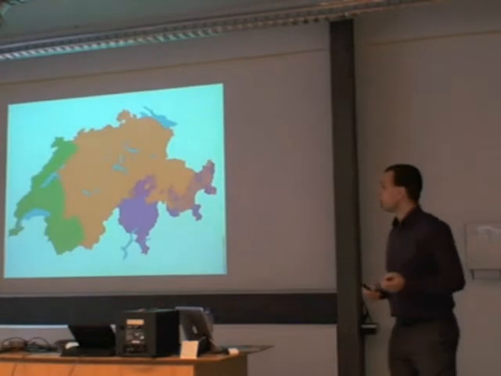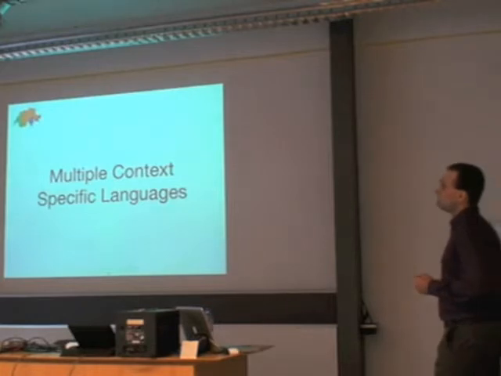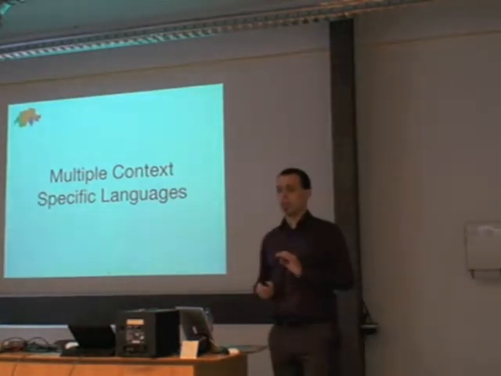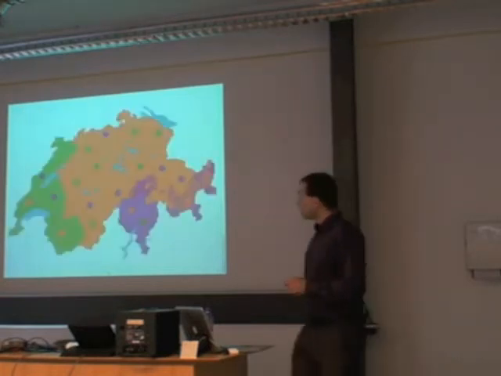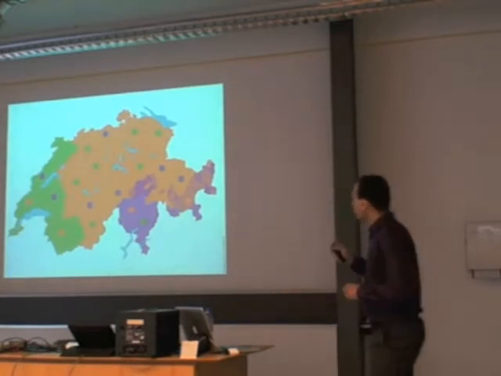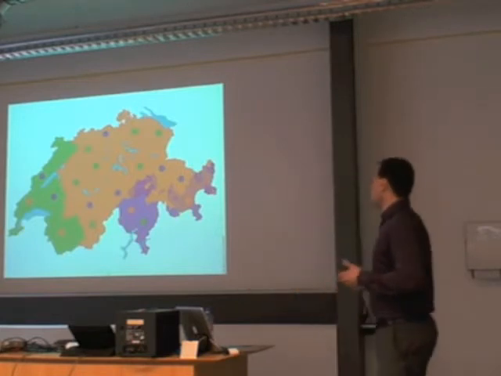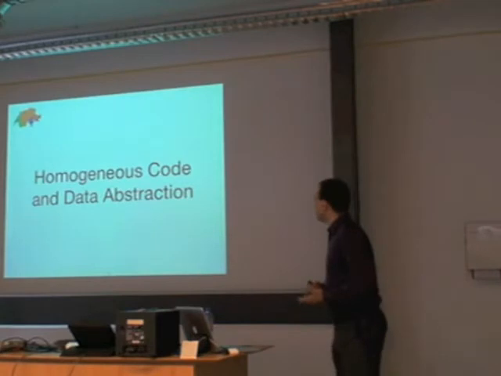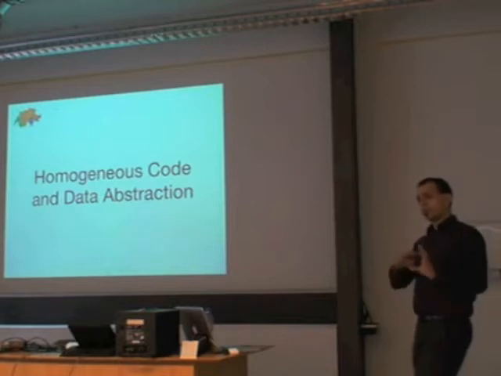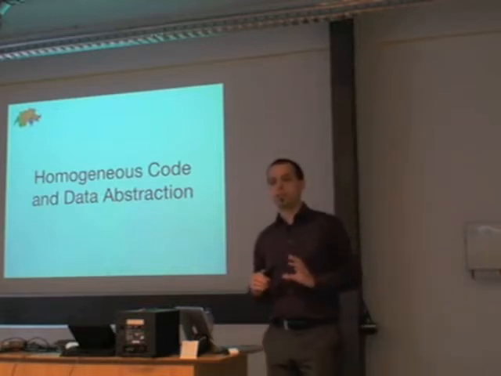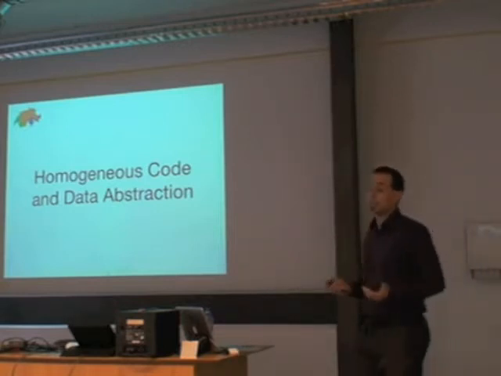Furthermore, with this new approach, similar to Switzerland, we want to support multiple context-specific languages. So depending on the location in the code, we want to support different embedded languages. Furthermore, as you see in Switzerland, people and goods can arbitrarily travel around between different languages. In our approach, we want to have homogeneous code and data abstraction, which means that the execution flow of the program can arbitrarily swap between different languages and results can be passed around to different languages without an expensive conversion.